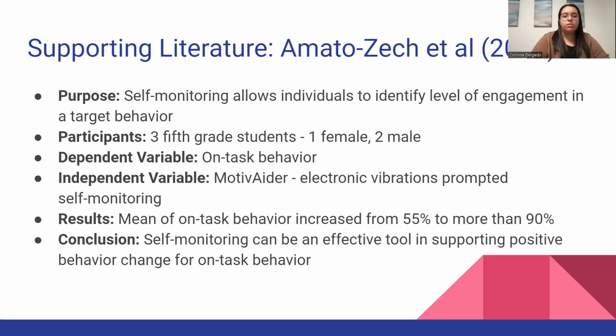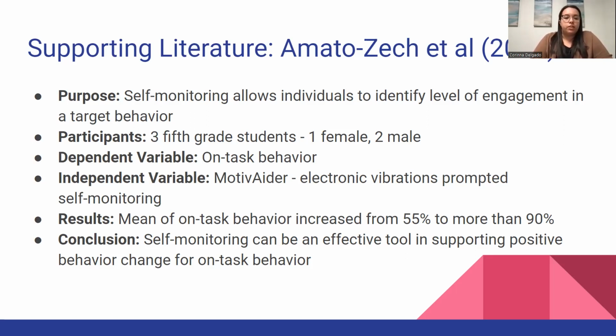So the next study was Amato Zek et al., and it was very similar to all the previous supporting literature. The purpose of the study was also including self-monitoring as allowing individuals to identify their level of engagement in any target behavior. For this particular study, the participants were 3 fifth grade students, 1 was female, 2 were male. In the study, it did notate that the teachers did have a selection in which students were picked for this particular study, based off of their work completion, based off of work performance as well.